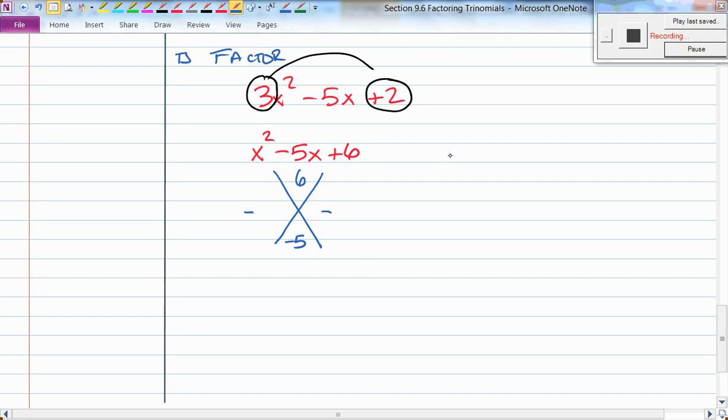Okay, let's see here. Let's take a look at the factors of 6. I could use 1 times 6. Can I create a 5 out of that? Not if they're both negative, right? Can't do it. How about, what's the next one? How about 2 times 3? Can I do that? Yep, I sure can. So a negative 2 and a negative 3. So far, so good? All right.